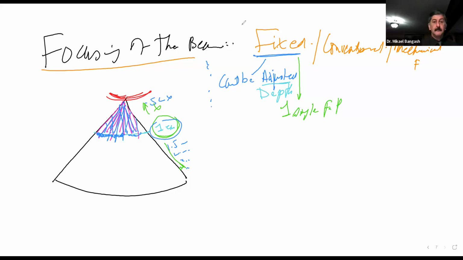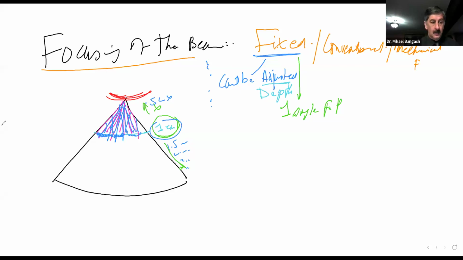Please, guys, most students make this mistake. There's a difference between depth of image and focal depth. Just because you have a fixed focus transducer, it doesn't mean that you can't increase the depth of your image. Did that make sense?